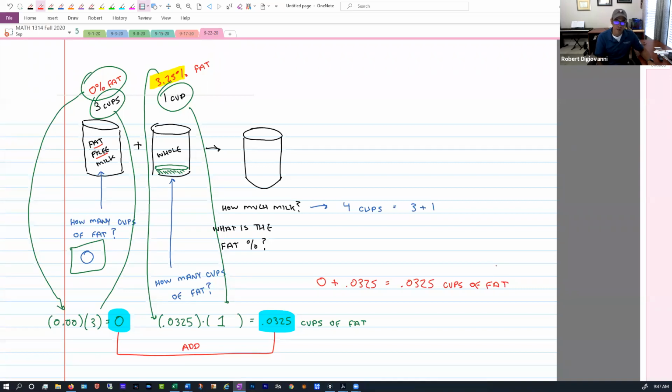Okay, we've not answered the question. What is the fat percentage in the mixture? So to find the fat percentage, we need to figure out how much fat over the total amount, right? That's what a percentage is. It's the part out of the whole. That's what we learn when we learn percentages. What part out of the whole? So how much fat do we have in this new mixture? We just calculated that to be 0.0325. Now, here's the thing. How much do we have in the mixture?